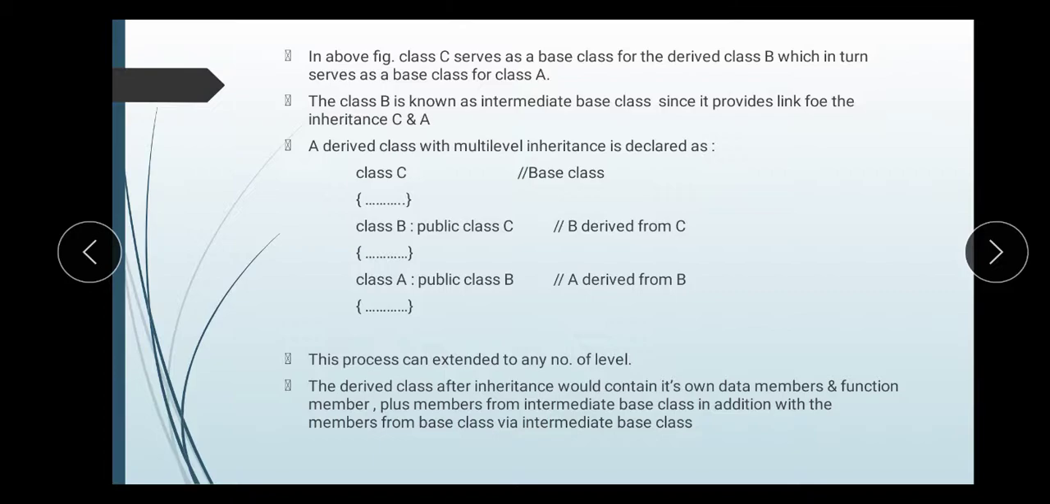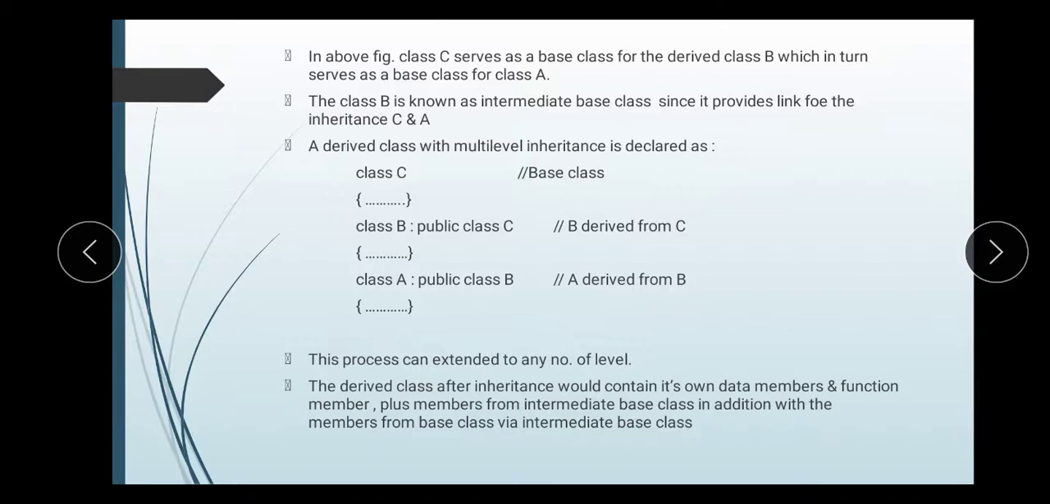A derived class with multi-level inheritance is declared as shown in the figure. Class C is our base class, which we declare as a normal class. Class B is single inheritance. Here we write the syntax for class B like a single inheritance, derived from class C. Class B inherits class C publicly. Now class A inherits class B publicly. So in this way you can write the derived classes for multi-level inheritance.